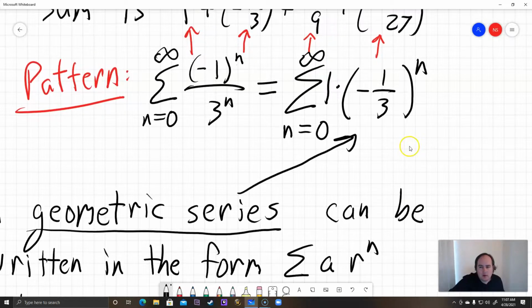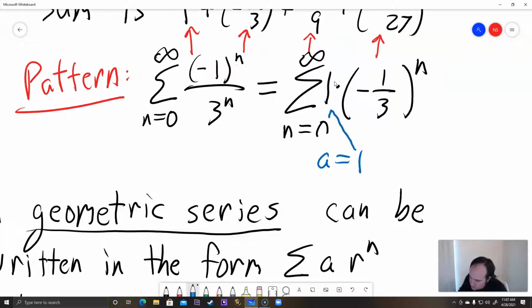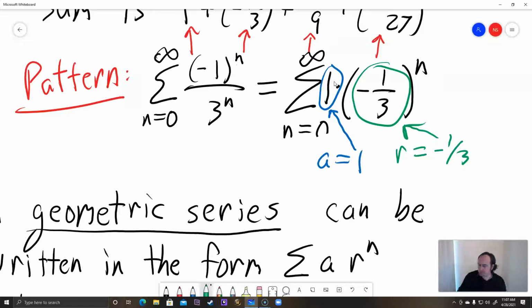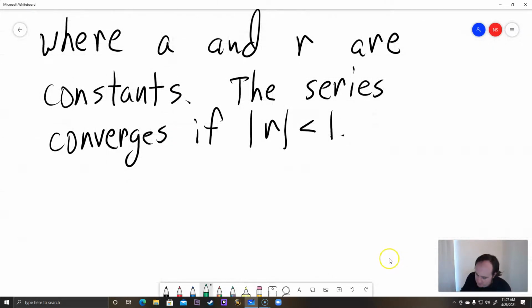So here we can see that A is going to be 1. Looking at this series we have here, A equals 1. That's this right here. And then we can see that R is actually equal to -1/3, which is right here.